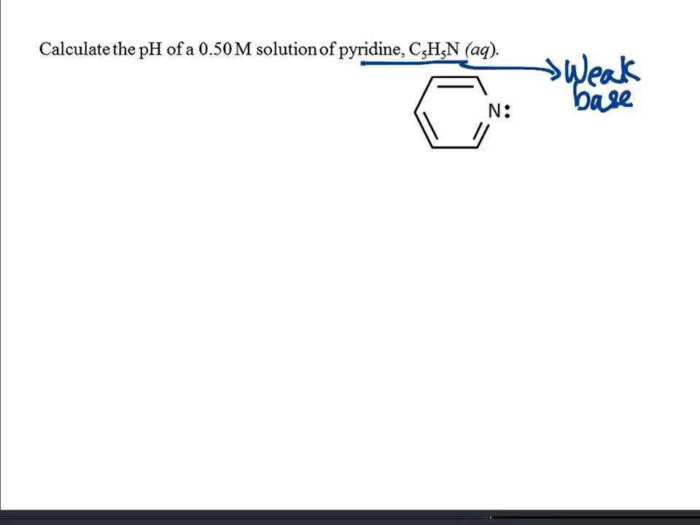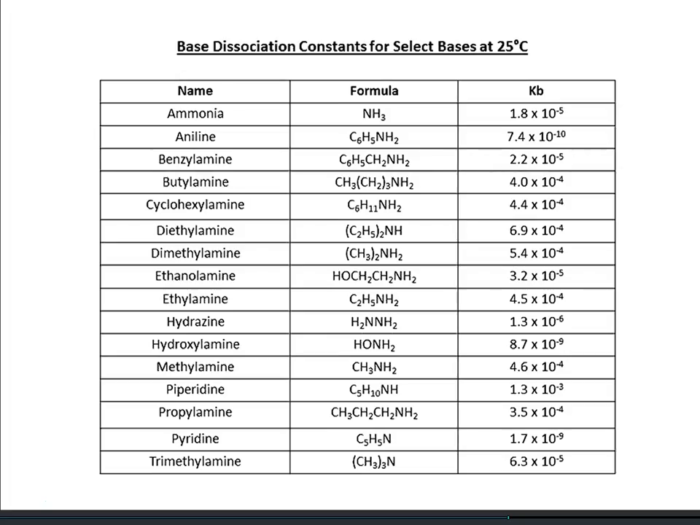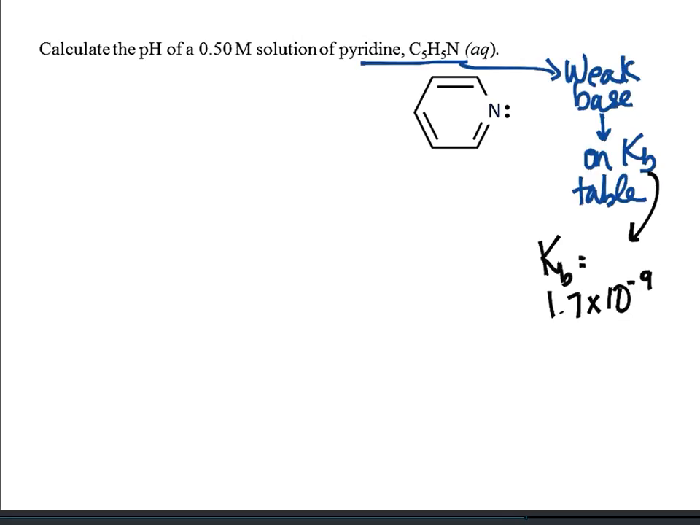Next, we're going to calculate the pH of a 0.50 molar solution of pyridine. This is a weak base. This is on the KB table. Pyridine is down here near the bottom, C5H5N, 1.7 times 10 to the minus 9. Relatively weak for a base.